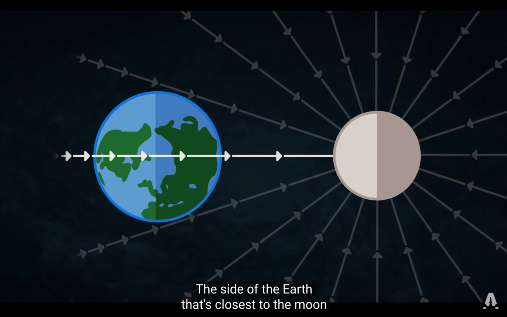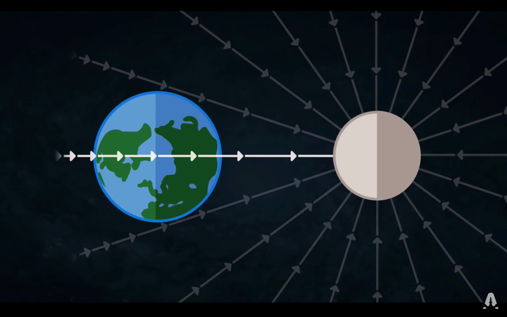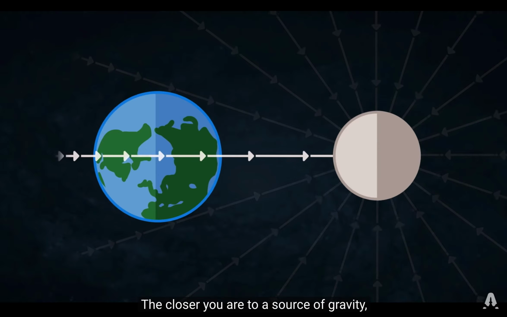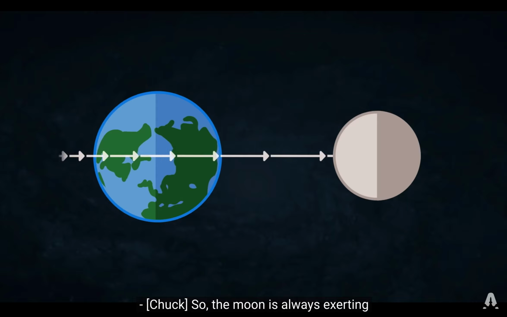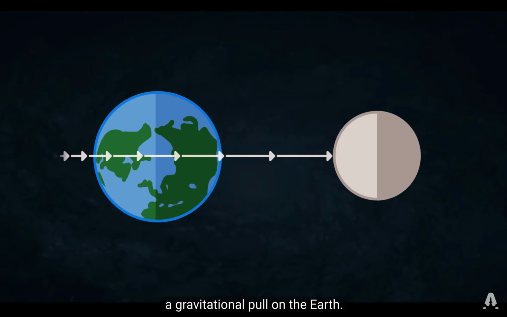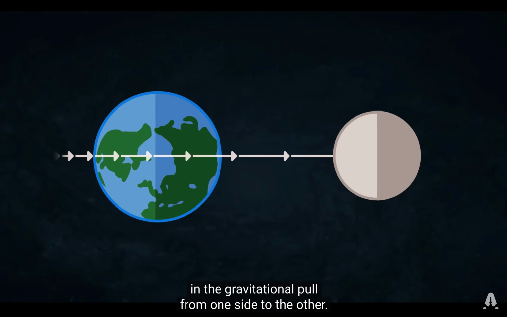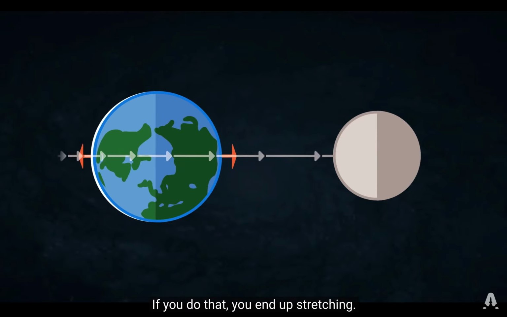The side of the Earth that's closest to the moon feels a stronger gravitational pull of the moon than the side of the Earth that's farthest away. The closer you are to the source of gravity, the stronger that force is. That's true for everything. The moon is always exerting a gravitational pull on the Earth, and there's a difference in the gravitational pull from one side to the other. If there's a difference, it means it's pulling this harder than that. If you do that, you end up stretching.